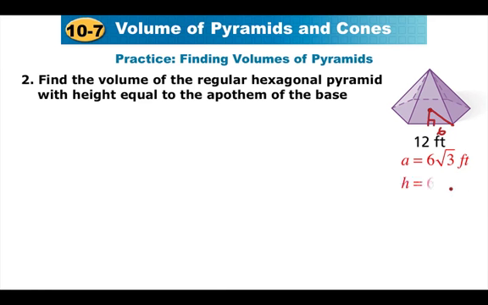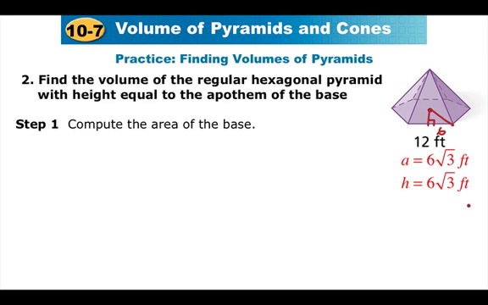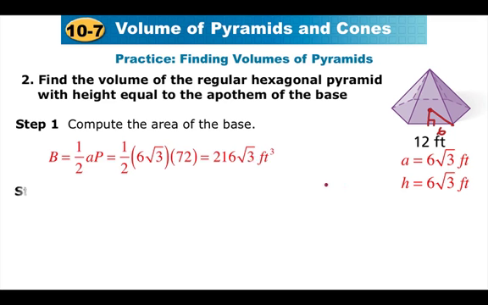And then notice that your height is also equal to the apothem. So now that you have this information, we're going to compute the area of the base. The area of the base is 1/2 apothem times p, which is the perimeter, and you end up with whatever this is, 216 square root of 3, or radical 3.